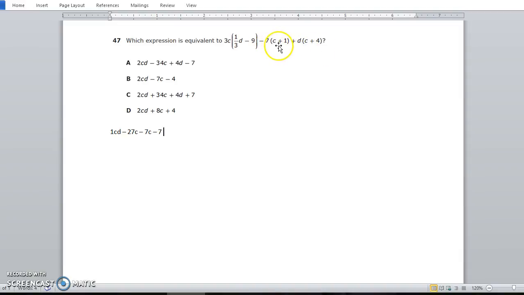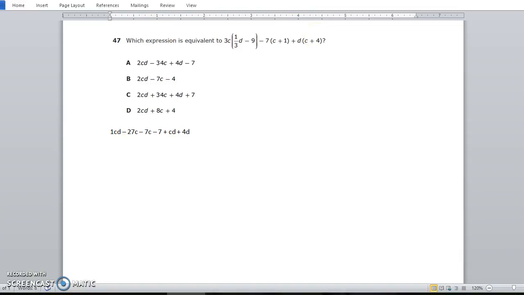That's my second group. Third group, positive d times c gives me cd or dc. I'm going to write it as cd. The order doesn't matter, but since I want all of my terms to look the same, I want that cd over here to match this cd over here. Plus positive d times positive 4 gives me positive 4d.